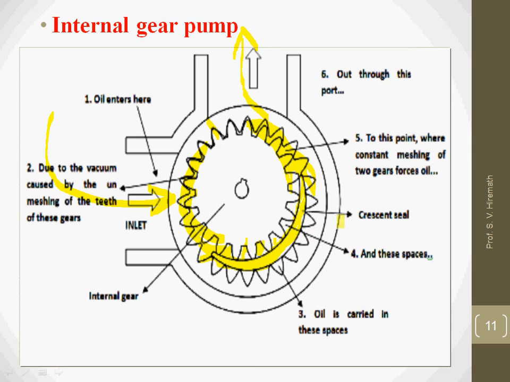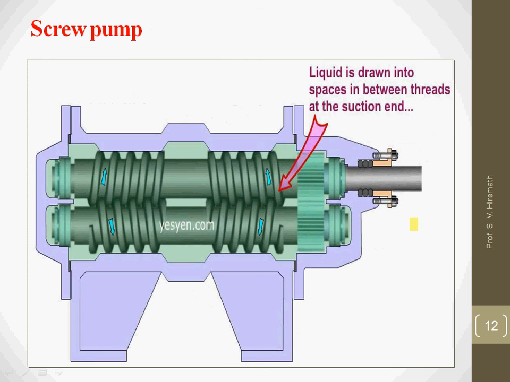The crescent seal is used to differentiate between the lower pressure side as well as the higher pressure side, and it remains in a stationary condition itself. That is how the internal gear pump will work.